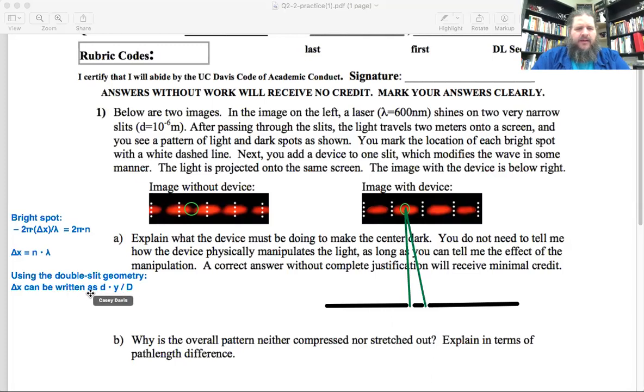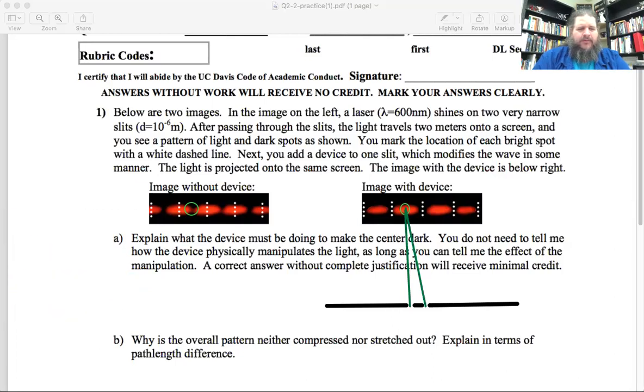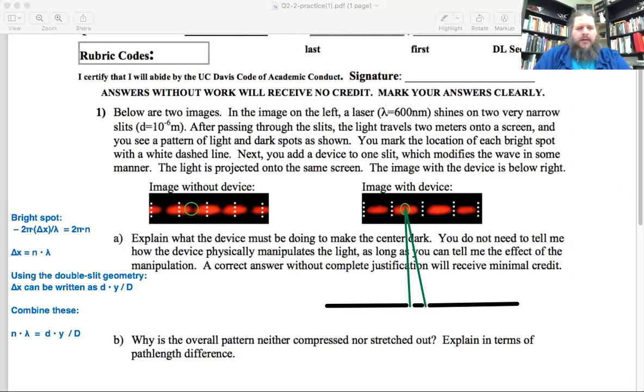Because it's d times sine theta, but sine theta can be approximated as just distance along the wall divided by distance from the slits to the wall. So if we combine these, we would get delta x being n lambda, also being dy over big D. We can set those equal to each other. And let's say we want to know what heights on the wall, what y values the bright spots appear at. Can you solve that for y?